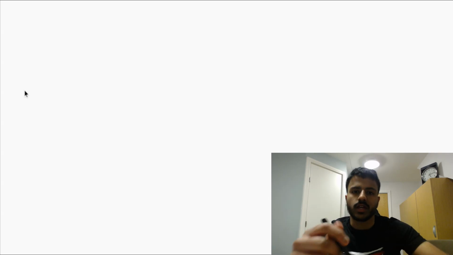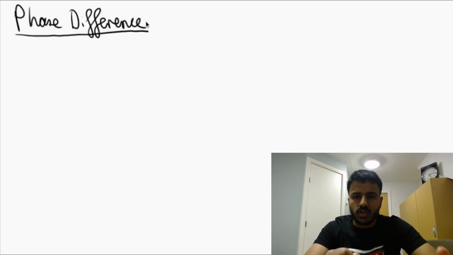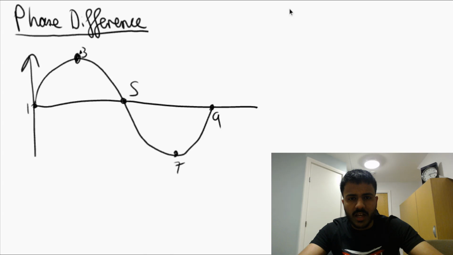So today we're going to talk about how waves interact when they meet each other and why they interact in these particular ways. Before we do that, we need to discuss two concepts about waves. The first is something called the phase difference. So let's say I had this wave. Now you can think about phase difference as basically the angle between different points on the wave.